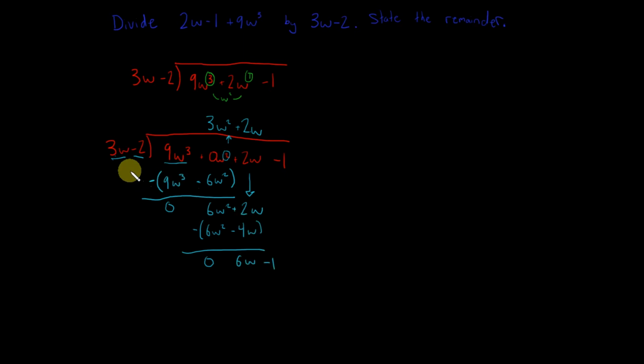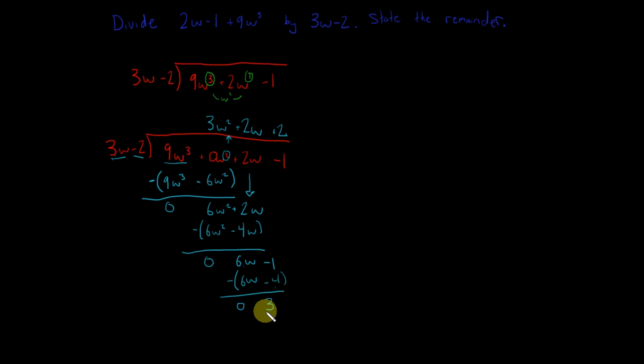So now 3w minus 2, or just the 3w, will go into 6w just 2 times, right? So plus 2 on the top. And then we'll do minus 6w, and then positive 2 times negative 2 is minus 4. So now this will be 0, and negative 1 plus 4 will be 3.